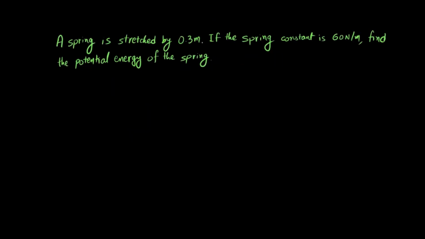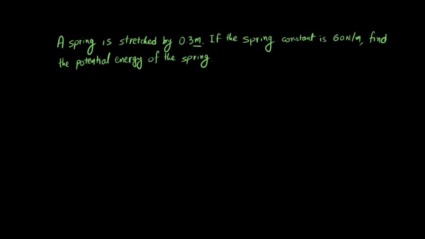Let's look at this problem. The spring is stretched by 0.3 meters. Look at the unit, meters. It means it's talking about length. And the length of stretch is given by x. So x is 0.3 meters. We also know the spring constant. So that is k, 60 newtons per meter. We need the potential energy of the spring.